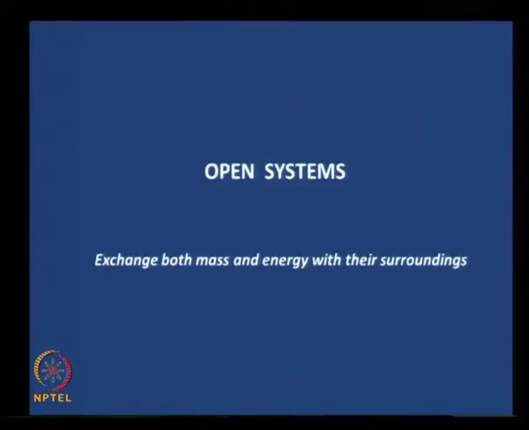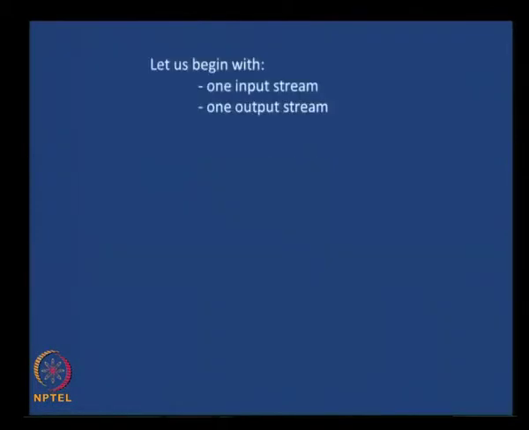We saw that the isolated system was a good concept, and thus far in this module 2 we have looked at closed systems. Now let us start looking at open systems. To make things simple, let us begin with one input stream and one output stream. We will derive the relevant expressions for one input stream and one output stream for a particular system, and then generalize it for many input streams and many output streams.